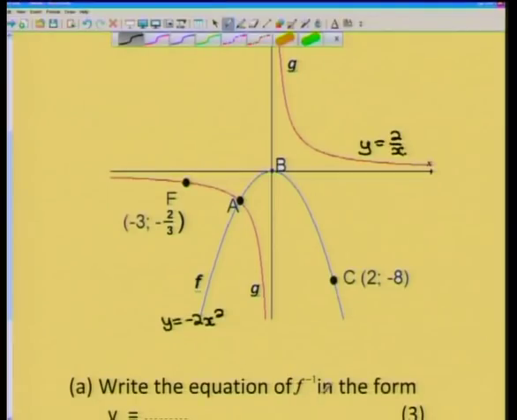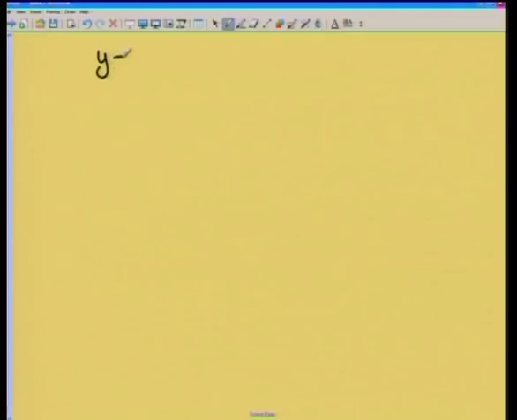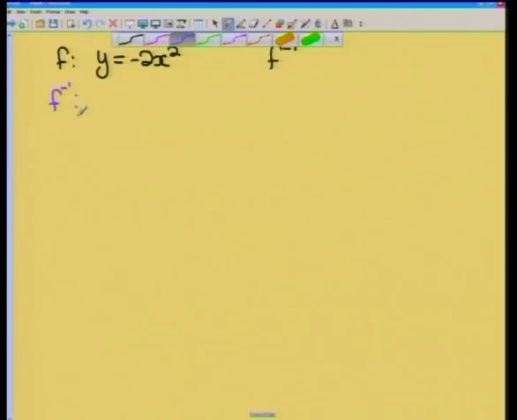Now it says there, write the equation of f to the minus 1 in its simplest form. Now f is this parabola. Right, let's go to a fresh page where we've got some room to work, and let's see how this works. Right, they gave me the equation y equals minus 2x squared, and that was my original f. I now want to find the inverse of f, and to do that, I know I'm going to swap around my x's and y's. So f to the minus 1, notice how I'm showing the examiner how I'm doing this, is going to be x equals minus 2y squared.